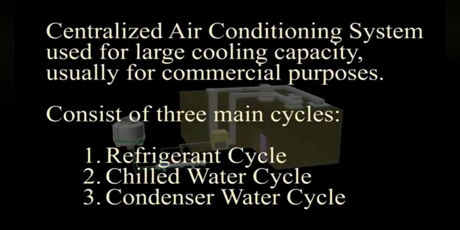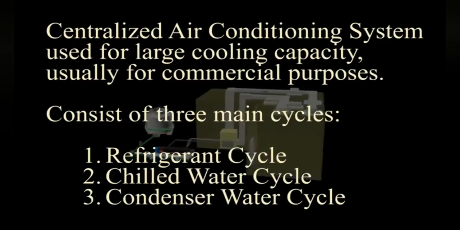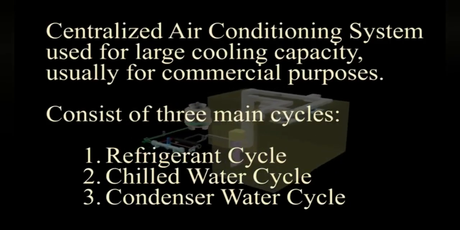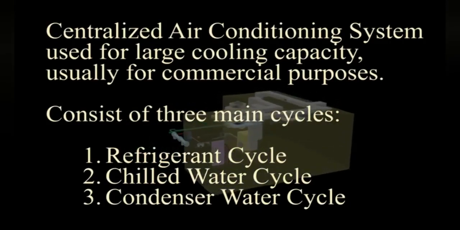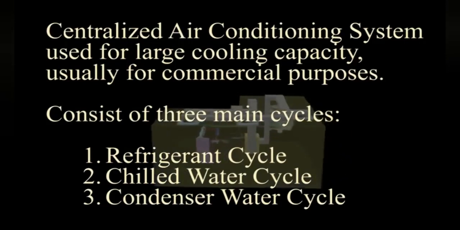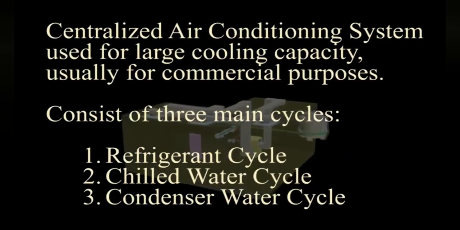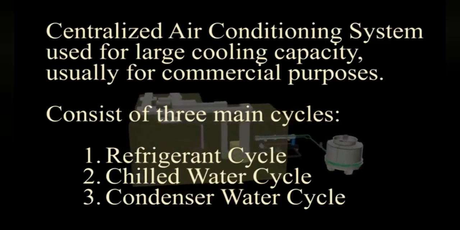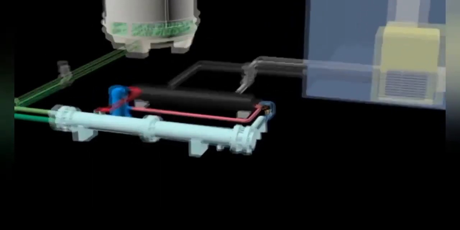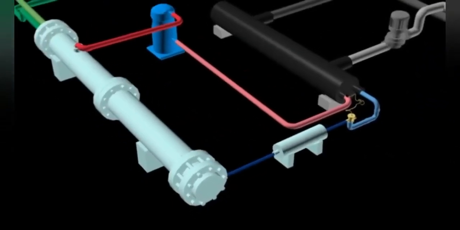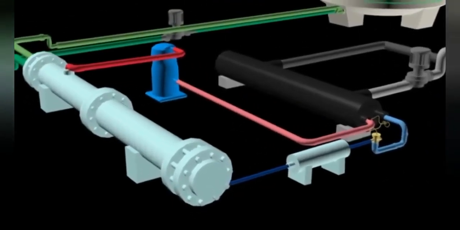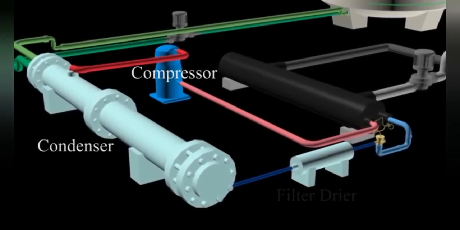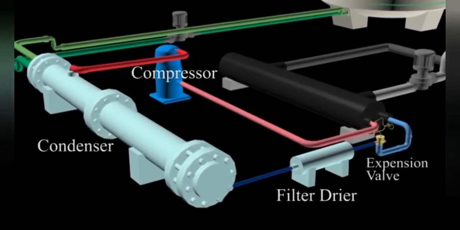Centralized air conditioning system used for large cooling capacity. Usually for commercial purposes, a chiller system consists of three main cycles, which are the refrigerant cycle, chilled water cycle, and condenser water cycle. The components that are involved in the refrigerant cycle are compressor, condenser, filter dryer, expansion valve and evaporator.